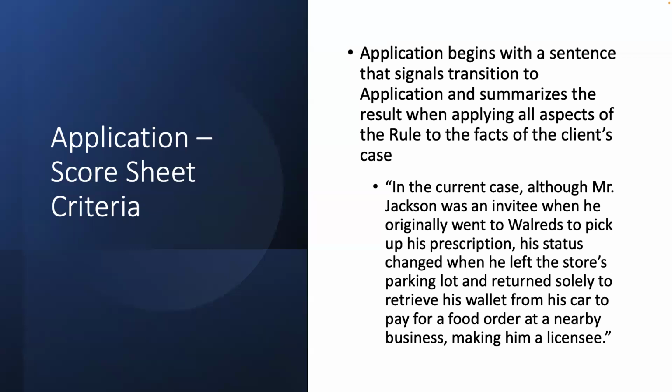So here we have a transition sentence. First, you have to signal that you're transitioning to your case. So in the current case, in this case, although Mr. Jackson was an invitee when he originally went to Walridge to pick up his prescription, his status changed when he left the store's parking lot and returned solely to retrieve his wallet from his car to pay for a food order at a nearby business, making him a licensee. So this transition incorporates 3 hooks, one about invitees, one about licensees, and one about status change and why.